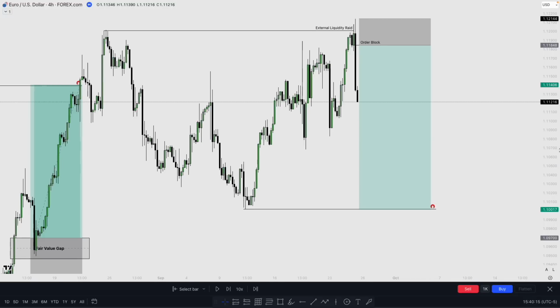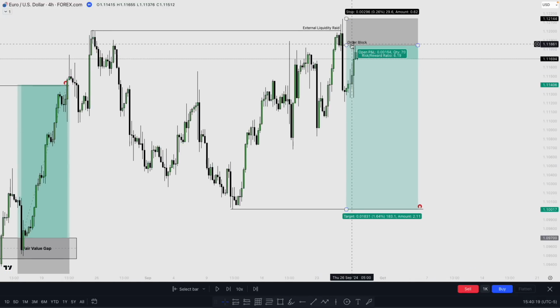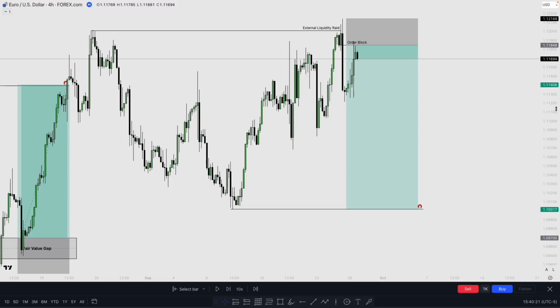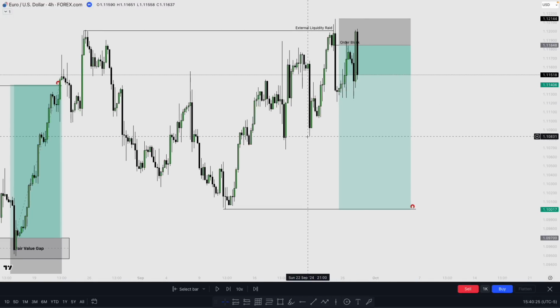So if I play this forward, let's see what happens. Here we get a tap into our position, and now we can simply wait for the market to run into this swing low and this swing low to take partials.